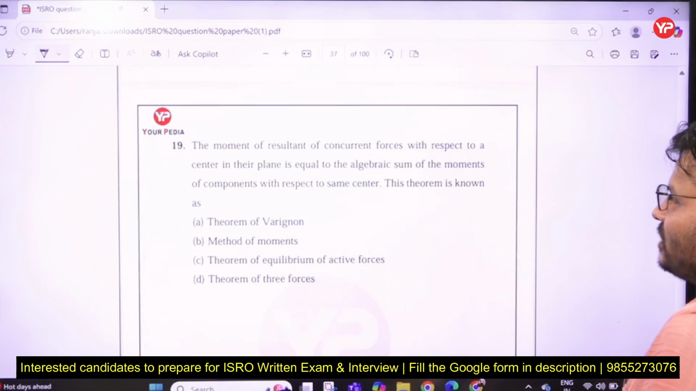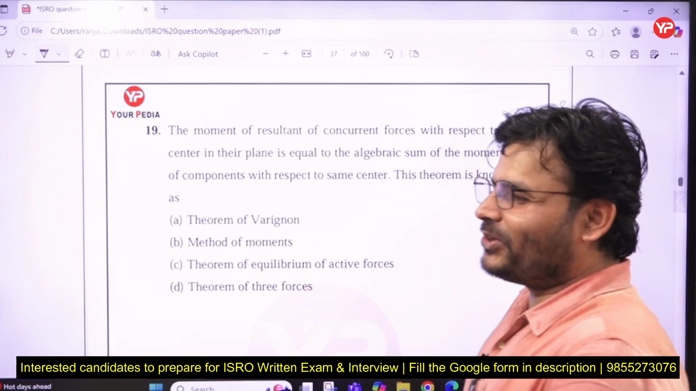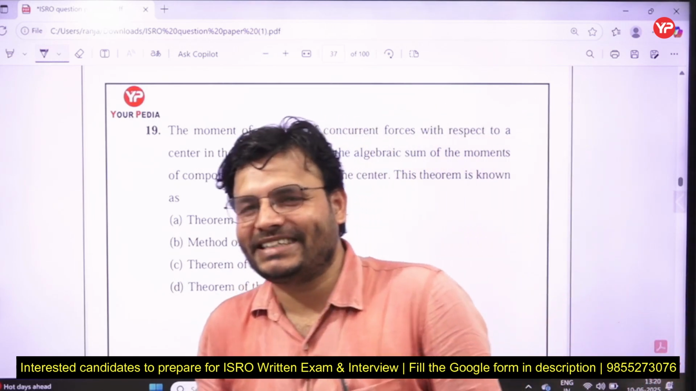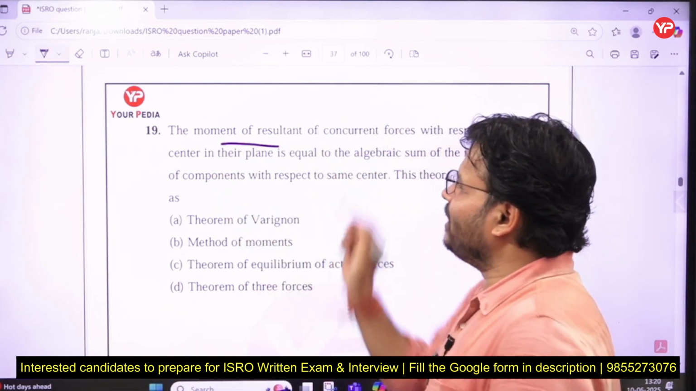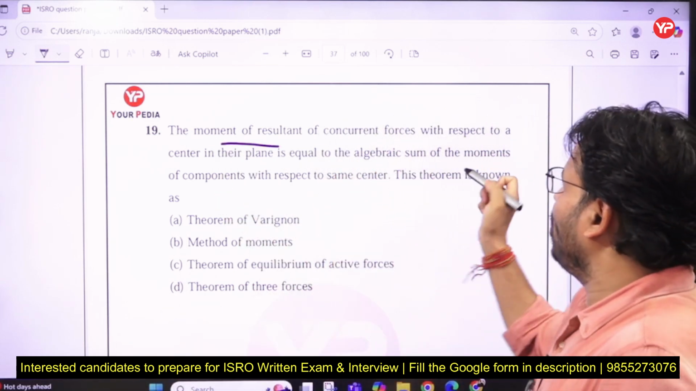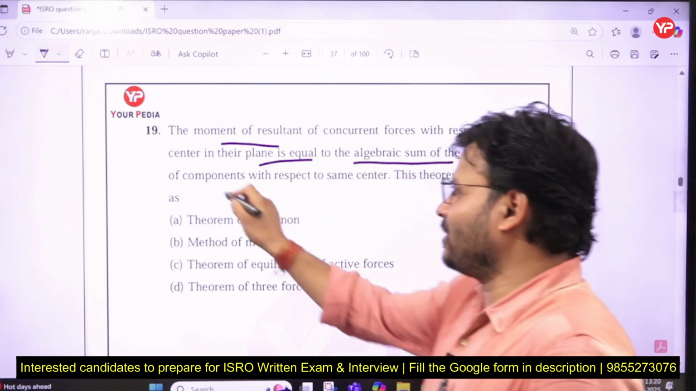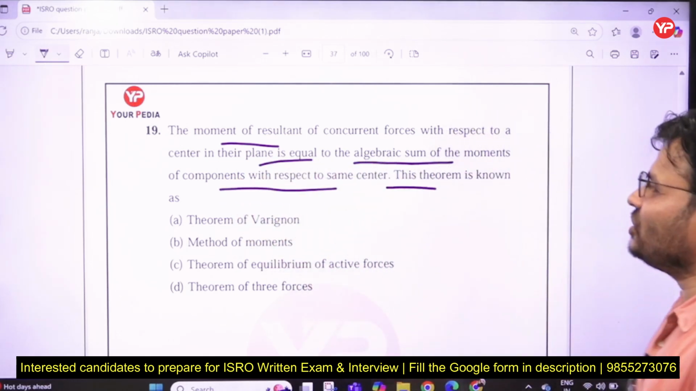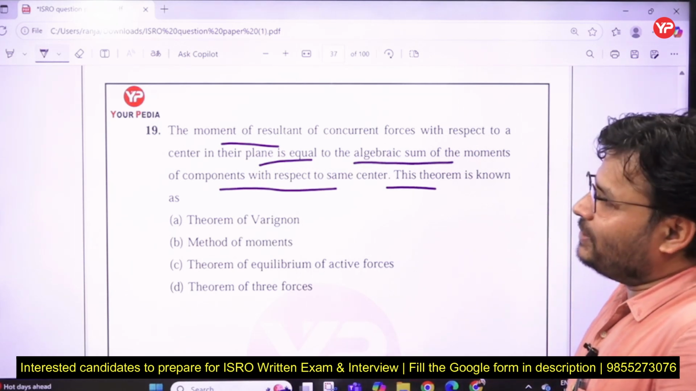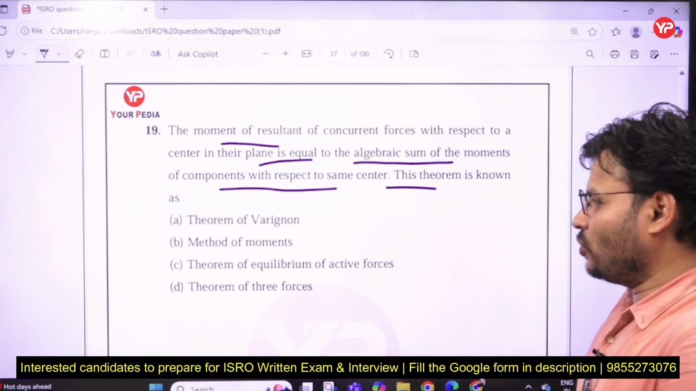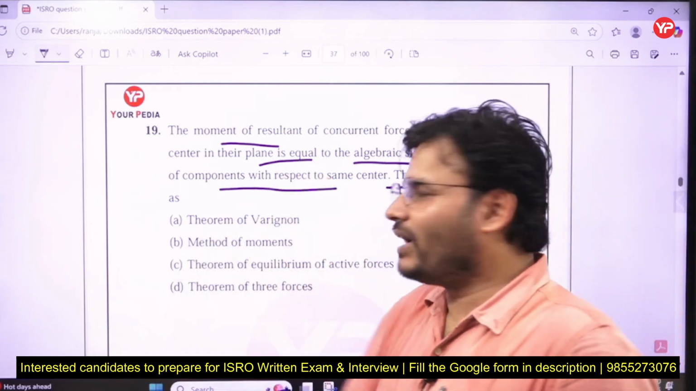Yes, my dear friends, the next question has been asked, and that is also an easy question. Not all questions will be tougher, some questions will be easier also, like the last question. The question is that the moment of resultant of concurrent force with respect to center of their plane is equal to the algebraic sum of the moment components with respect to the same center. This theorem is known as Varignon's theorem. You can say Varignon's theorem, method of moments, theorem of equilibrium of active forces, or theorem of three forces. My dear friends, that is Varignon's theorem.